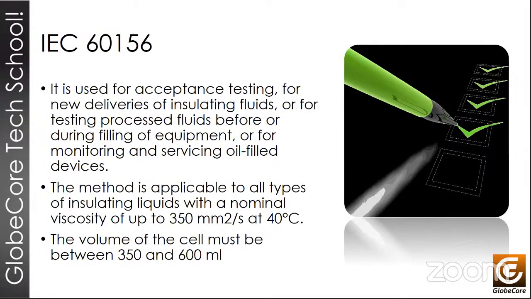So the cell must be provided with a cover. As I've mentioned, oil must be prevented as much as possible from contact with air. So the cell should be covered. It must be designed so as to allow easy removal or dismantling of the electrodes for cleaning and maintenance. To improve the homogenization of the tested sample, a rounded bottom cell shape is recommended.